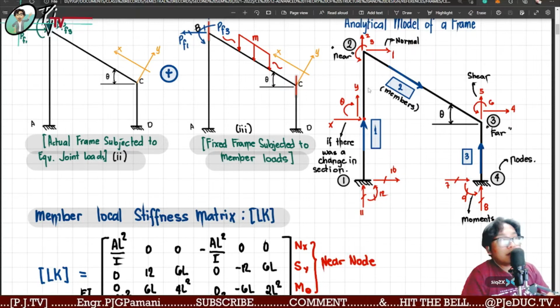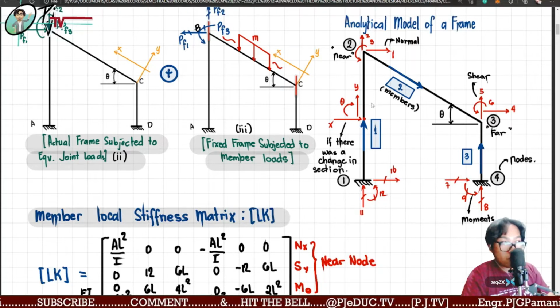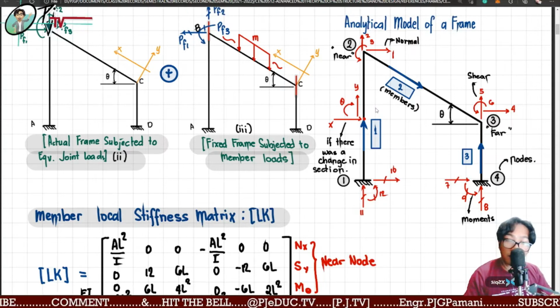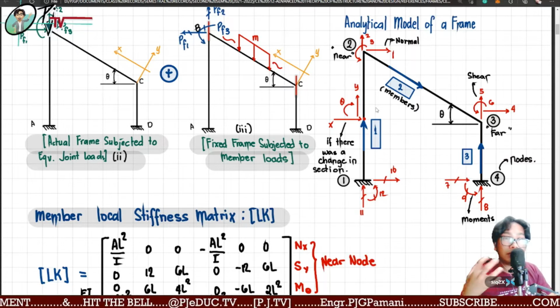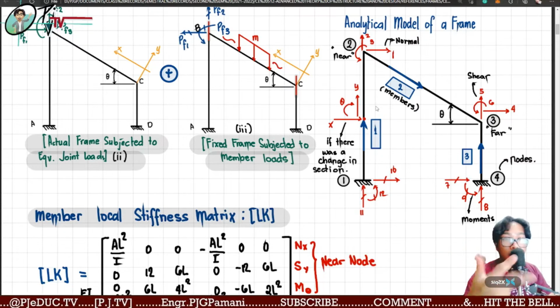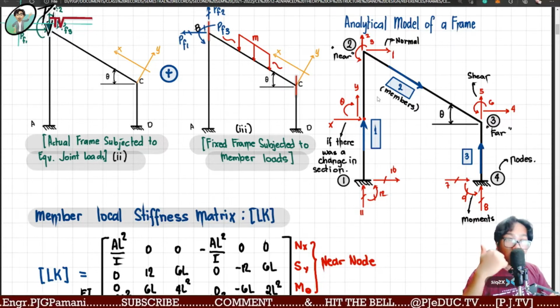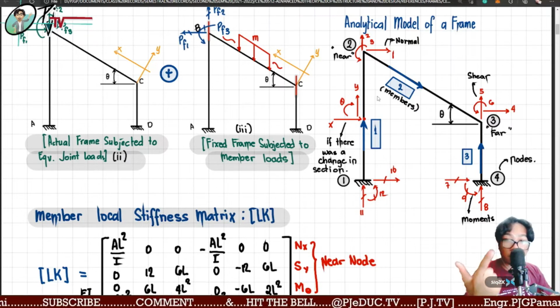Near far node, alam na natin yung axial forces: axial, shear, and moment. O nga pala, frame ang pinag-uusapan. So we will be dealing with three forces: axial, shear, and moment. Remember that on trusses, we only deal with axial and shear forces.